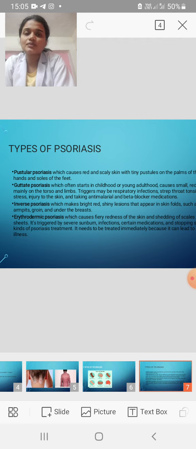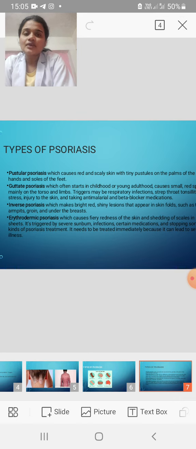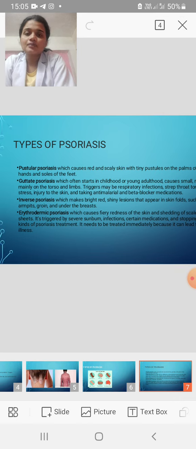We see the pustules on the hands. And inverse psoriasis makes bright red and shiny lesions that appear on the skin, such as in the groin and under the breasts. Inverse psoriasis is seen in the groin and under the breast, with shiny lesions appearing on the skin.